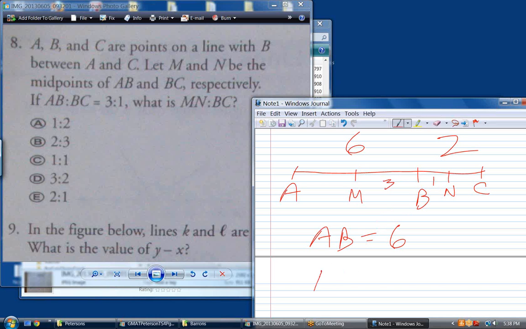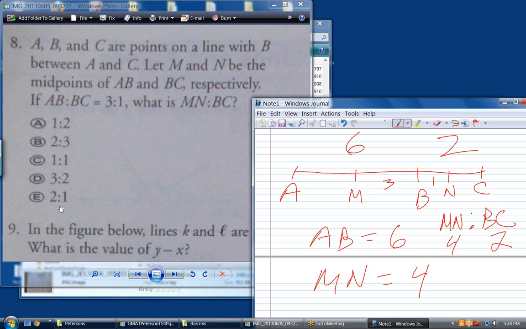So MB is what? We need to find MB. Oh, excuse me, no, we don't. MN, okay, that's 4. So now MN is 4. MN to BC is what? It's 4 to 2, which is like 2 to 1.